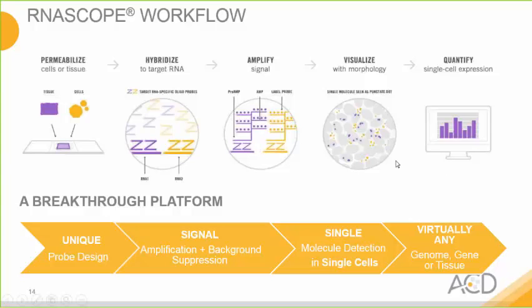The signal can then be visualized under the scope as punctate dots. So each dot represents a single copy of RNA. The signal can then be quantified on a single cell level by either manual counting or automated image analysis using software.